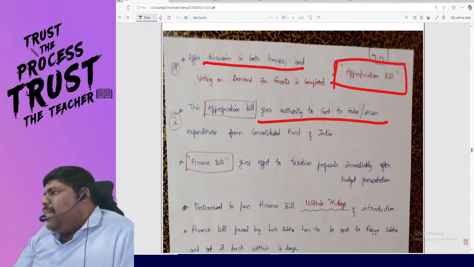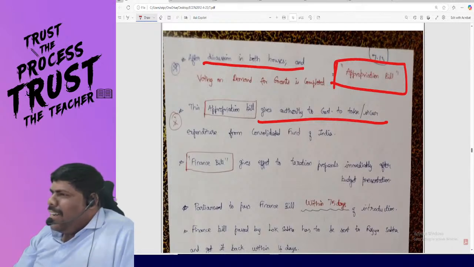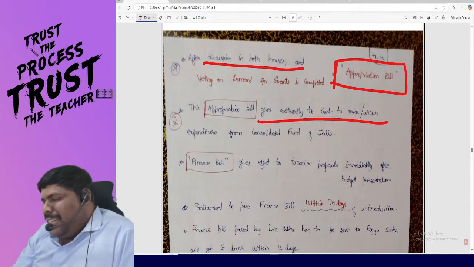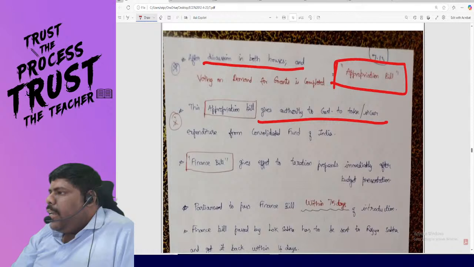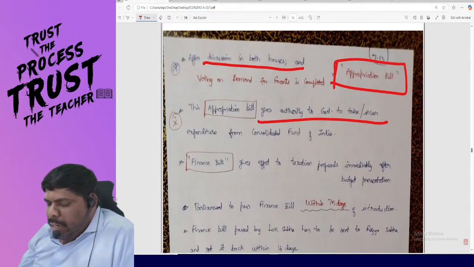There is a question in the exam. Subdivision A, Finance Bill, Consolidated Fund of India, Contingent Fund: if asked, do not just tick Consolidated Fund. No, it is the appropriation bill. The appropriation bill is giving you the legal authority to take the money. Remember this, it has never been asked.